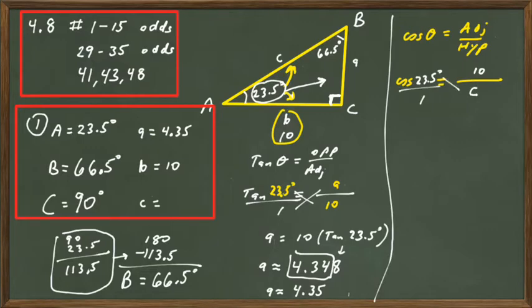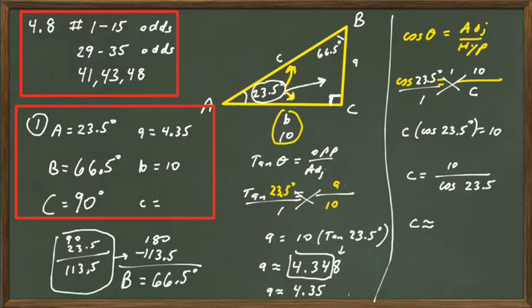Cross multiplying gives me C times the cosine of 23.5 degrees equals 1 times 10, or 10. So the opposite of multiplying is to divide, and so I'll punch this into my calculator. Punch this in on your calculator, you get 10.904, so I would round this to 10.90 to 2 decimal places. 10.90 if you like.